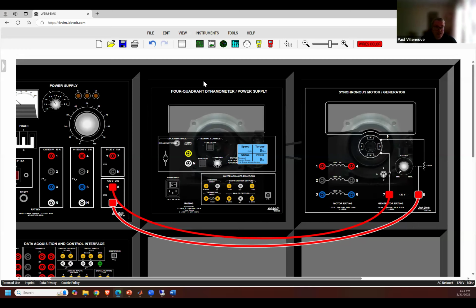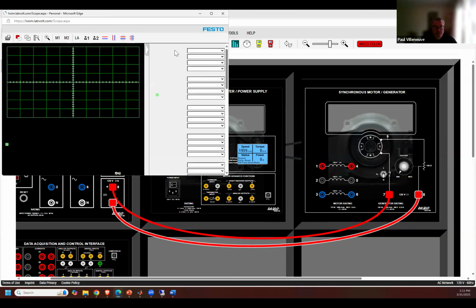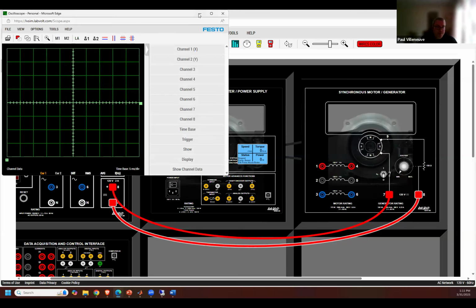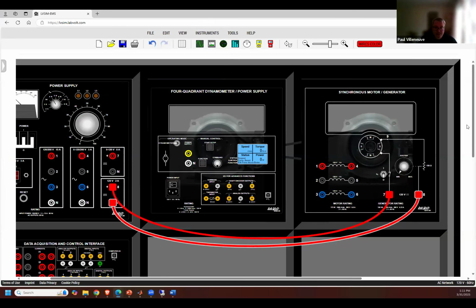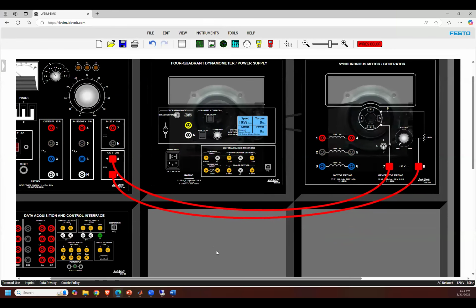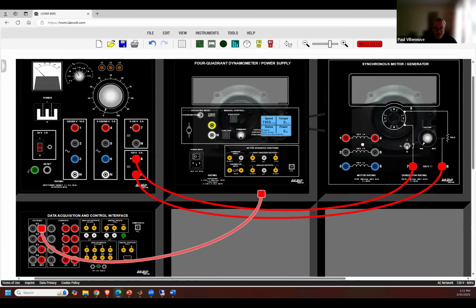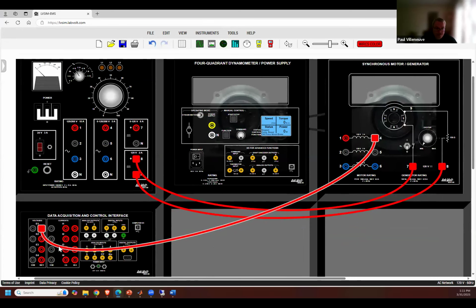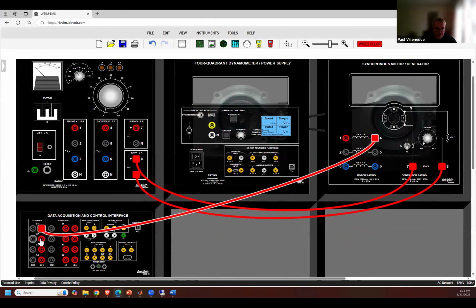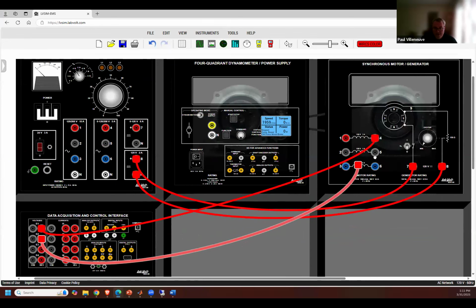So now I'm going to go ahead and monitor the voltages. So I'm going to go ahead and set up my oscilloscope. But I'm not going to be able to view anything yet because I haven't set up my data acquisition, have I? Nope. So let's go ahead and set up my data acquisition. I'll monitor phase 1. That one. Phase 2 with this one.